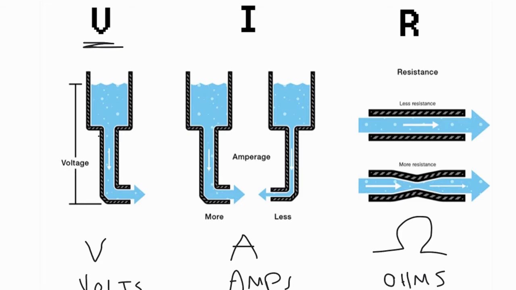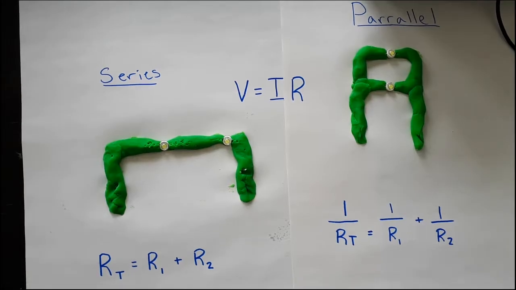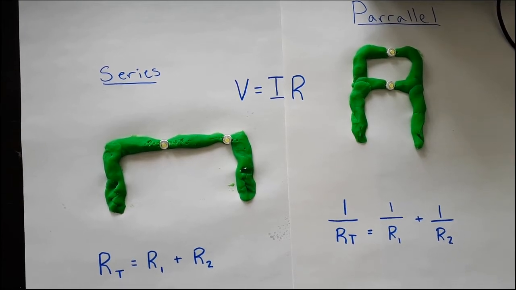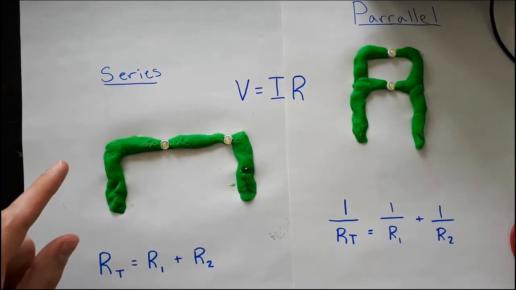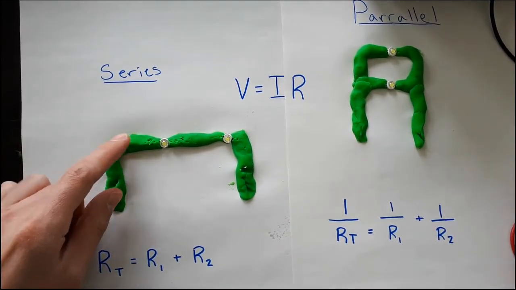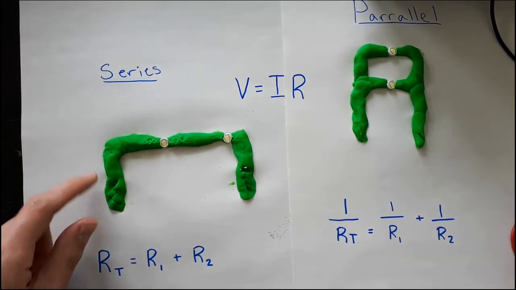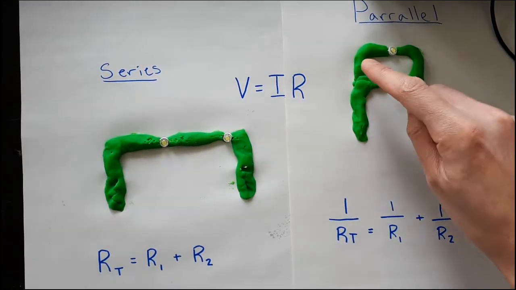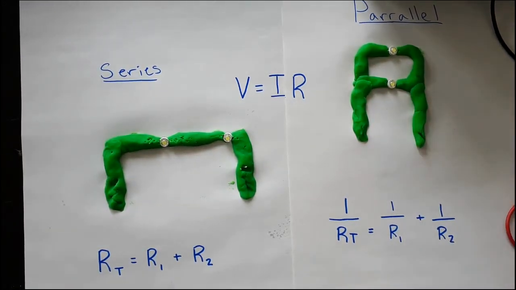Now, all of these are linked together in the equation V equals IR. And this is an equation we're going to be using for making calculations this week. So we can find any of these quantities if we know the other two. So here we have two different types of circuits that you've probably learned about before. There are series circuits where electricity follows one path, and then there's parallel circuits which have more than one path.